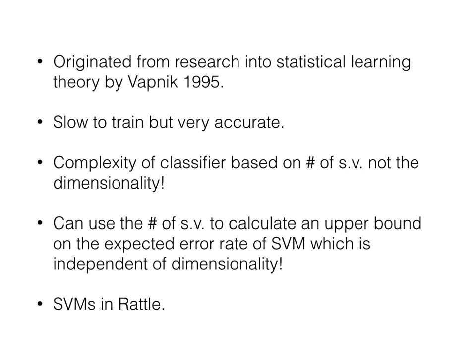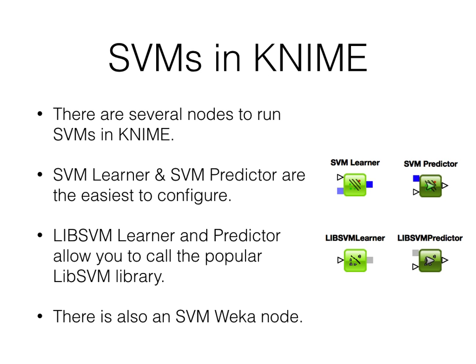So let's first look at the nodes that you would use in KNIME. There are several approaches here. The first, SVM Learner and SVM Predictor, are probably the easiest ones to configure. You can choose between several different kernel functions. So these are the nodes.